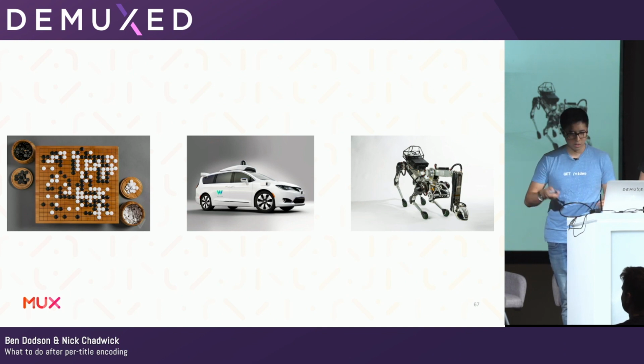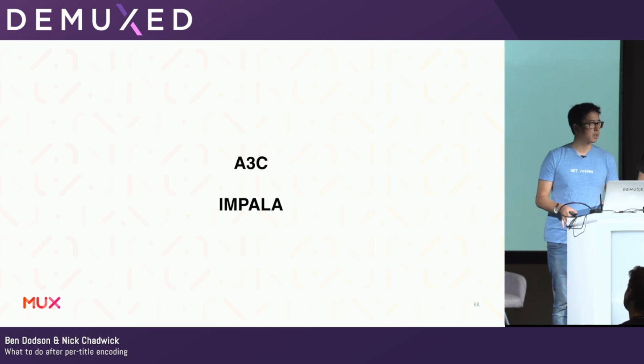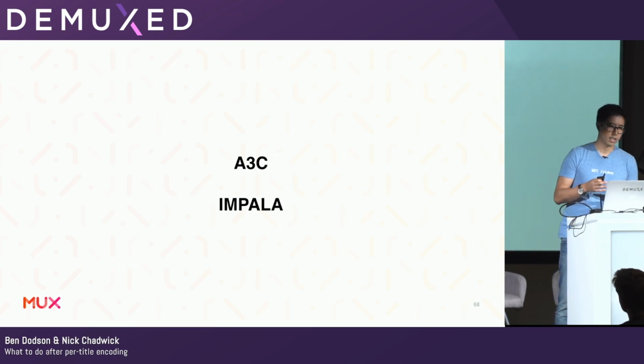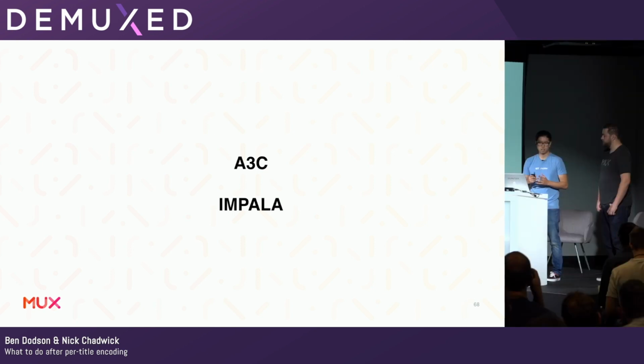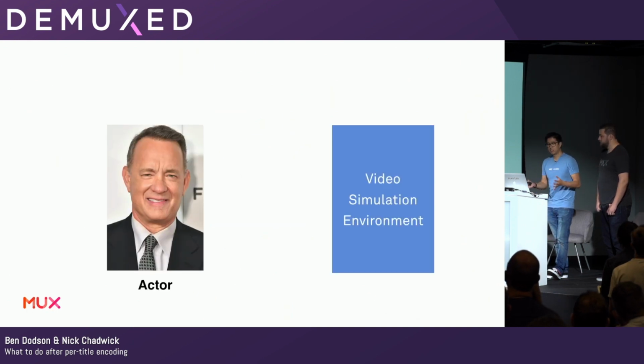So that's what we decided to go with. We built a reinforcement learning solution based off of two frameworks that we're testing, A3C and Paula. And I won't go into the specifics of how they really work, but they're both policy gradient reinforcement learning models that work on an actor-critic algorithm.